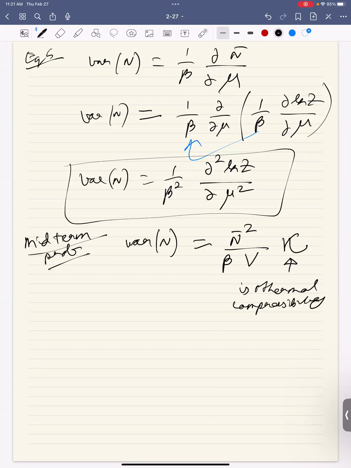You will prove on the midterm that variance of n is related to average n squared by beta multiplied by volume multiplied by kappa, where kappa is the isothermal compressibility. Compressibility means how much pressure do you need to apply to change the volume of something per unit volume, right? So compressibility is defined as minus 1 over V, partial V by partial P at constant N, T. You're going to prove this on the midterm, so go and do it today. You already have one problem done.